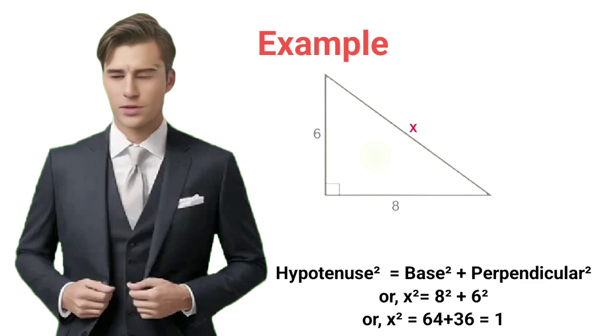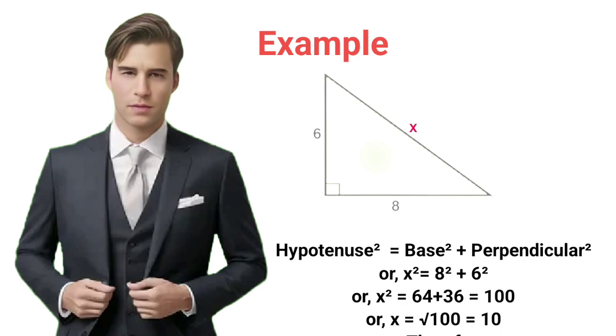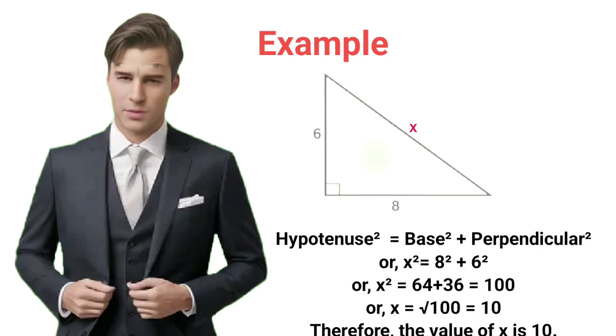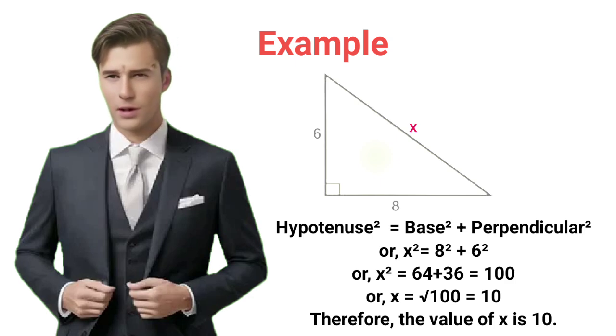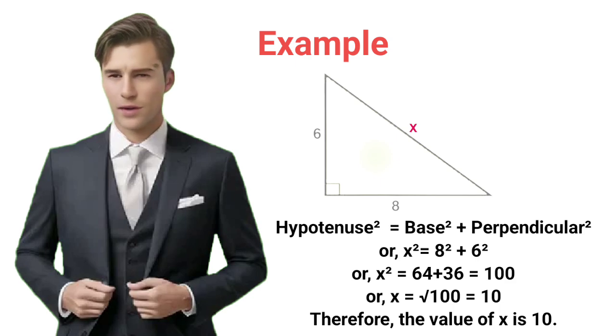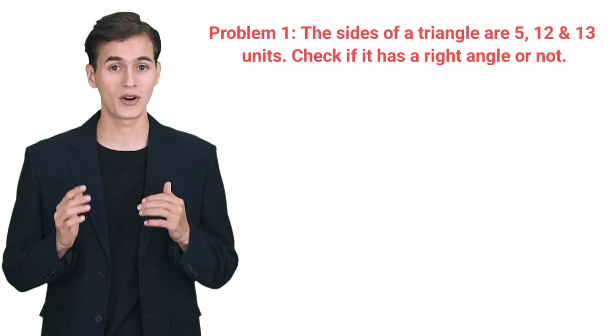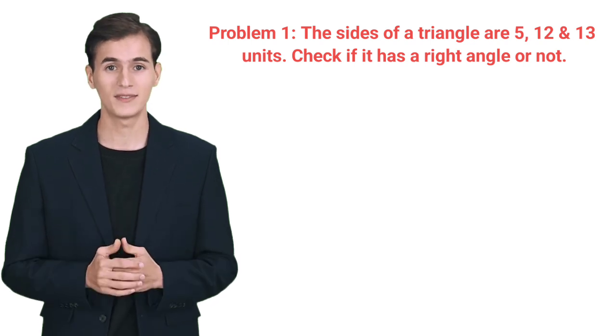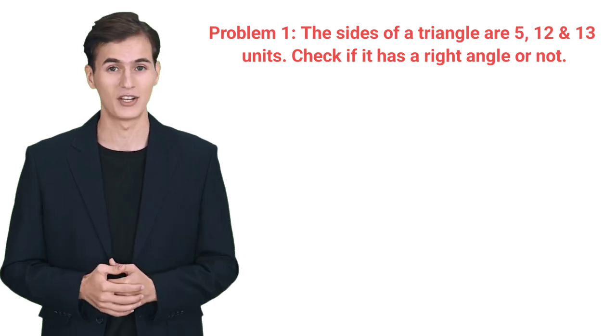X square equals 8 square plus 6 square. X square equals 64 plus 36 is equal to 100. X equals root over 100 is equal to 10. Therefore, the value of x is 10. Problem 1. The sides of a triangle are 5, 12, 13 units. Check if it has a right angle or not.